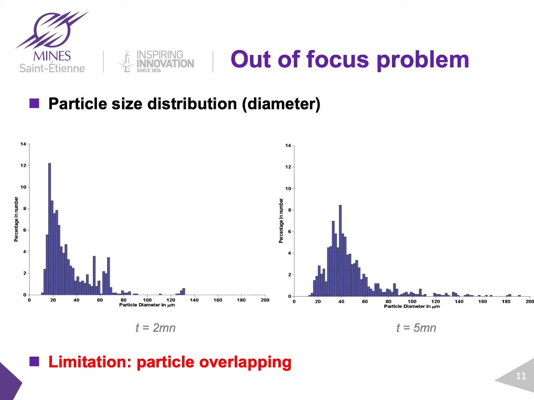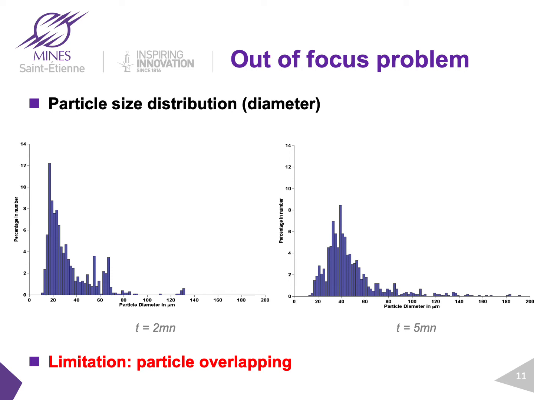So after that, once we have extracted the contours of the different particles, it's very easy to compute the particle size distribution, for example, with the equivalent diameter. And you can see here two particle size distributions at two different times, 2 minutes and 5 minutes. You can see that you have for sure an evolution of this particle size distribution, because here we have a growing of the particles, and at 5 minutes you have much more larger particles.